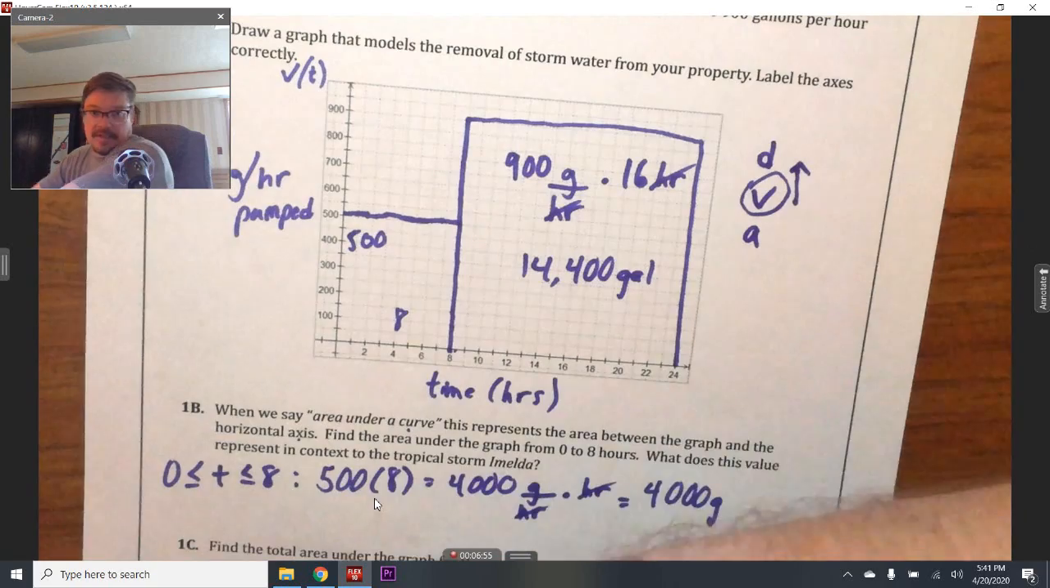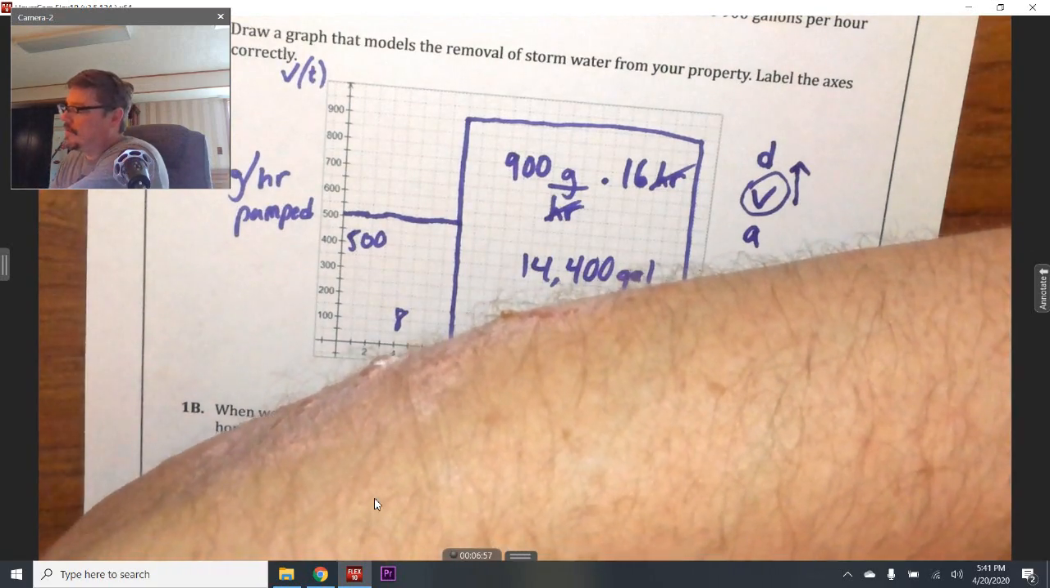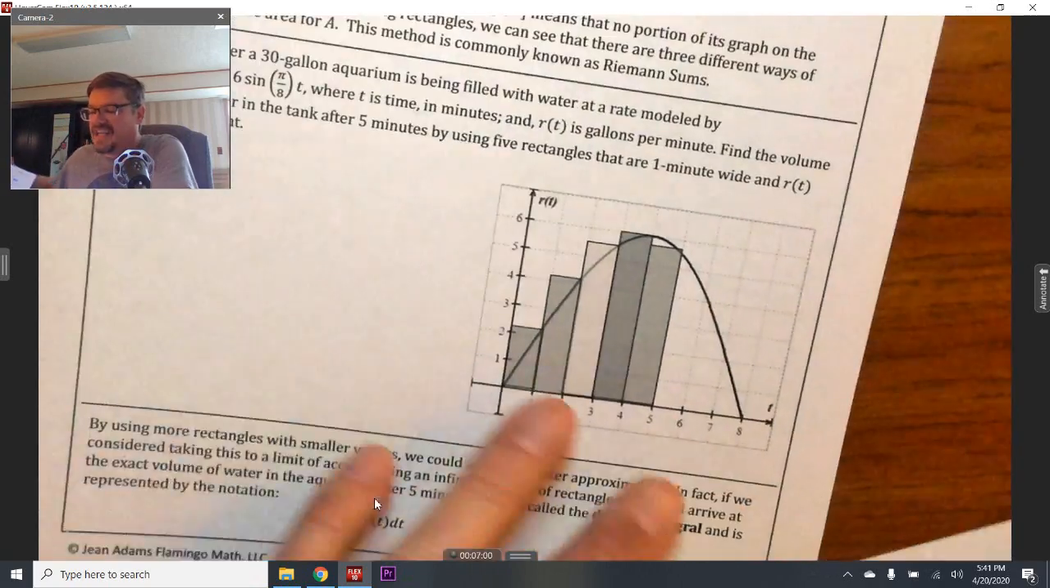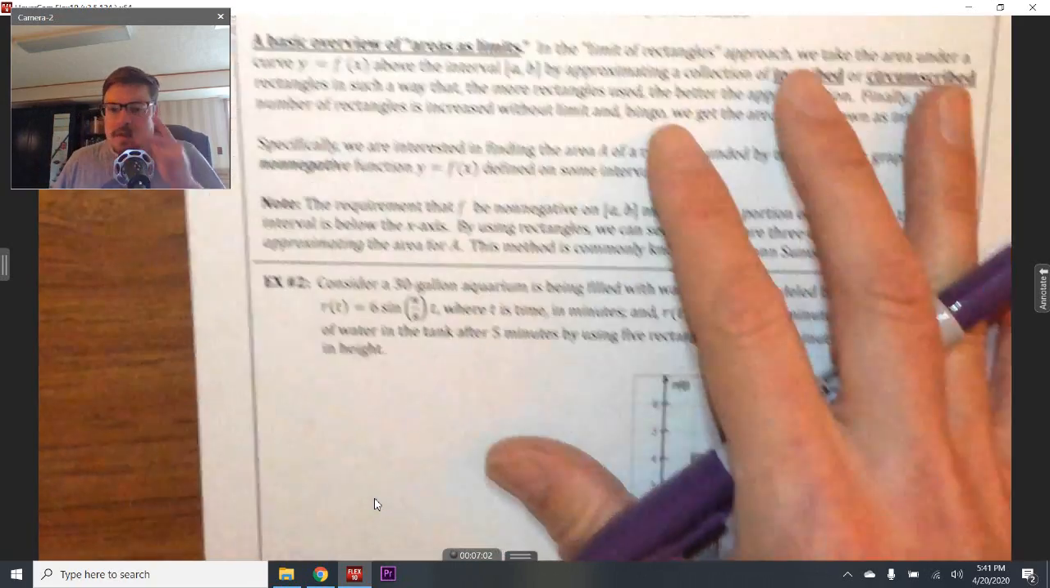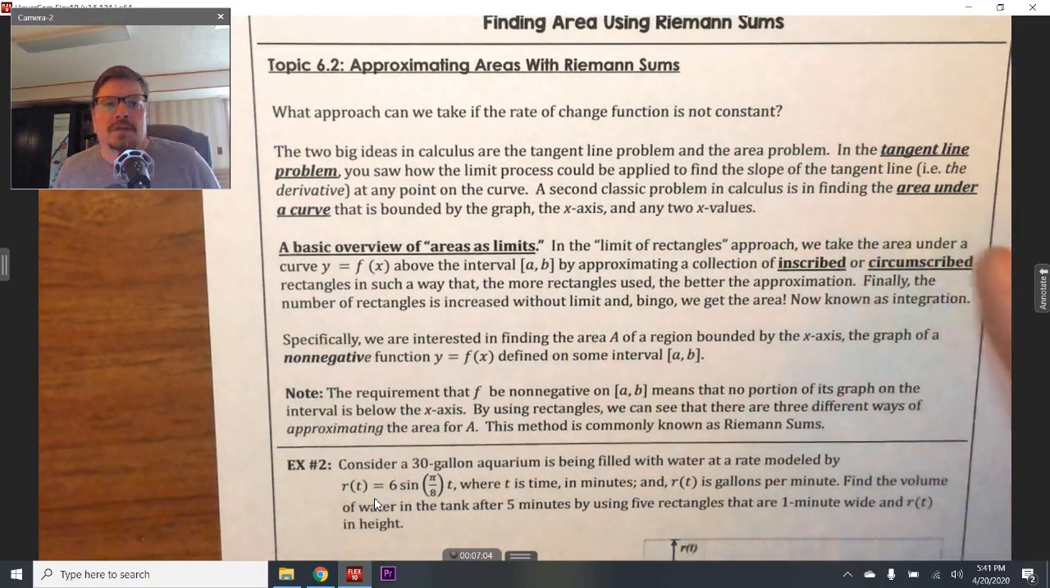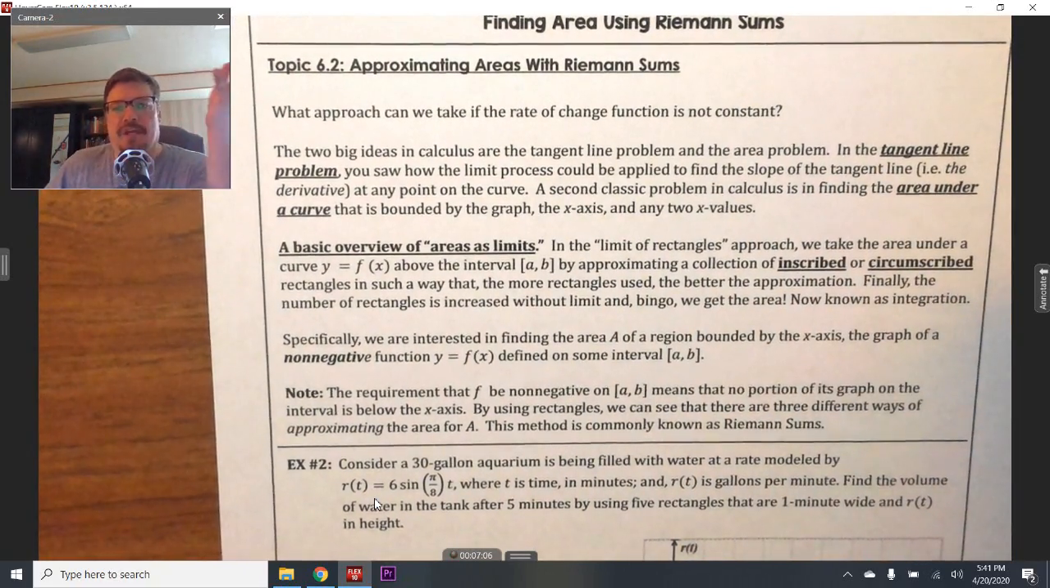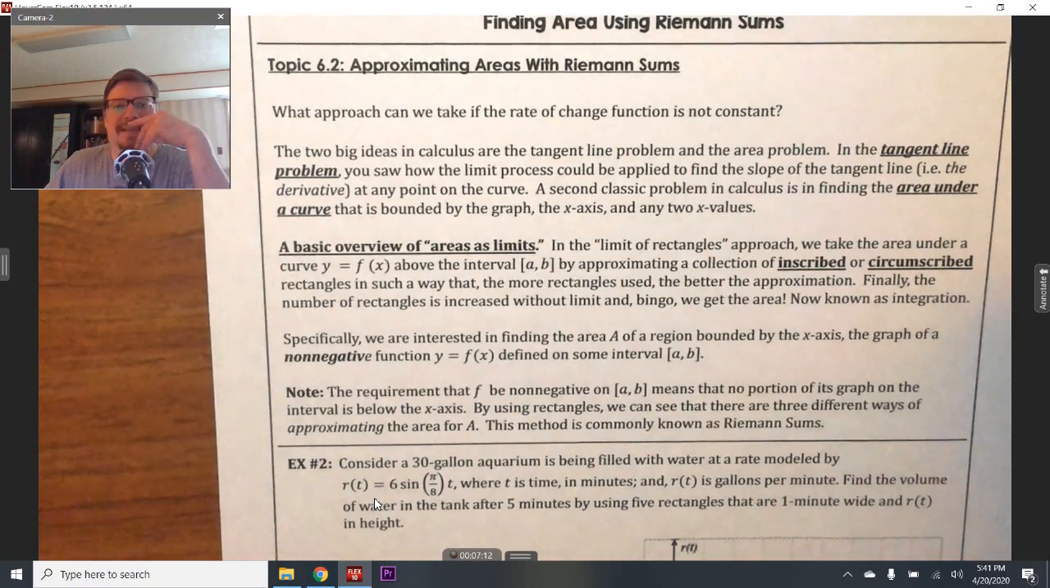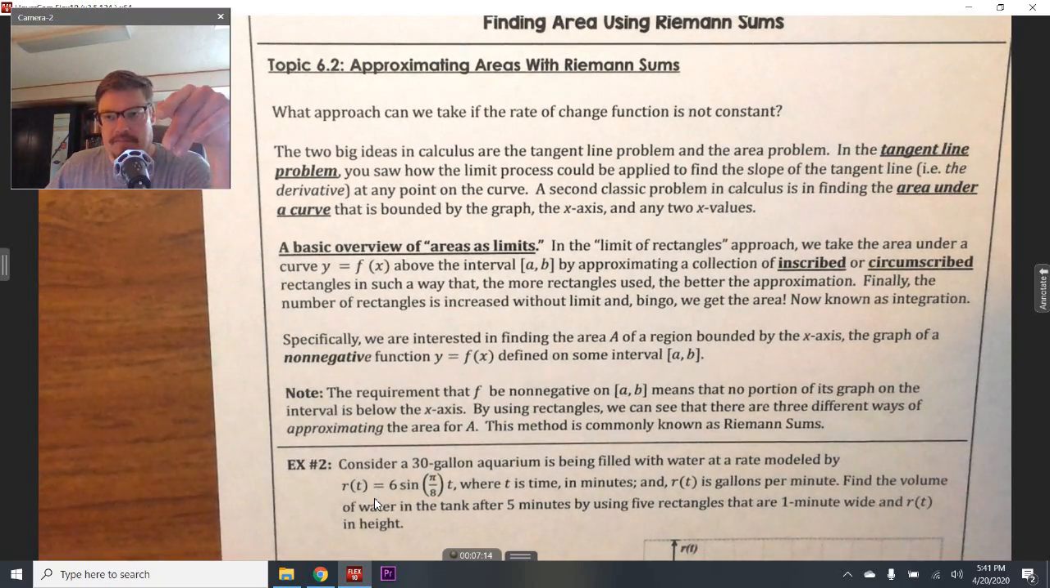So let's continue with approximation under curves that aren't so linear, okay? So what approach can we take if the rate of change function is not constant, as it was in the previous? We just had flat lines, okay? The two big ideas in calculus are the tangent line problem and the area problem. In the tangent line problem, you saw how the limit process could be applied to find the slope of the tangent line, that is the derivative, at any point on the curve.